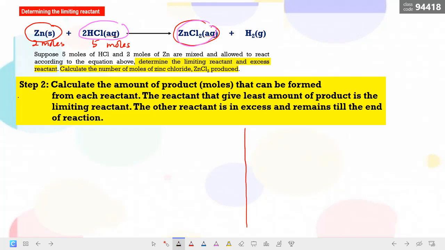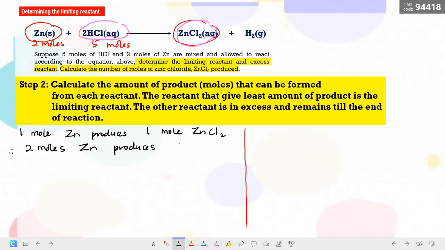Okay, from the equation, 1 mole zinc produces, bukan needed sebab kita nak compare product, produces 1 mole zinc chloride. Therefore, if I have 2 moles zinc, produces how many moles of zinc chloride? Of course, 2 moles zinc chloride.